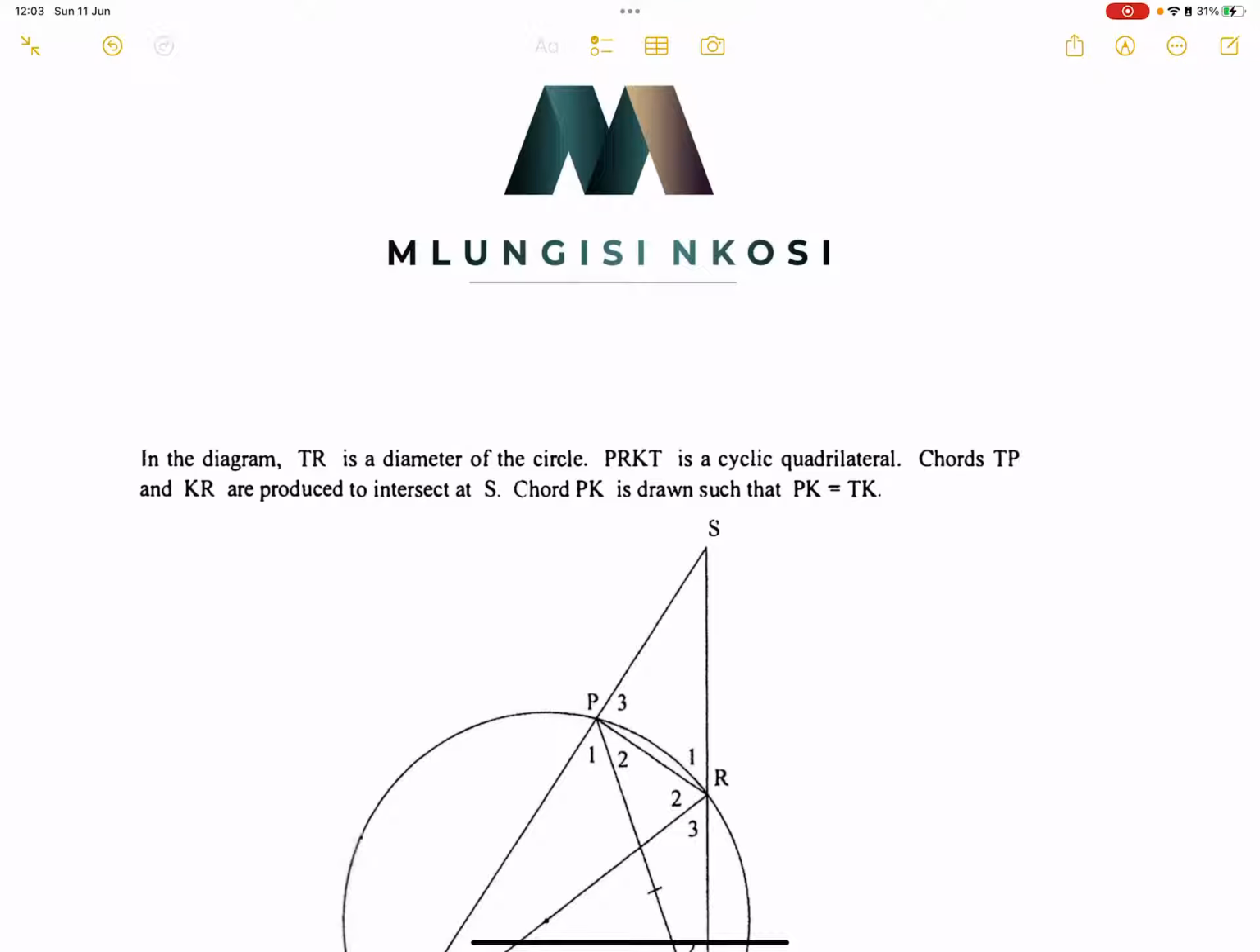Of Euclidean geometry. And this time, of course, we're going to be applying more of the proportionality theorems.